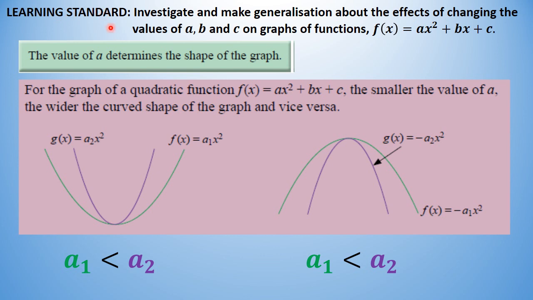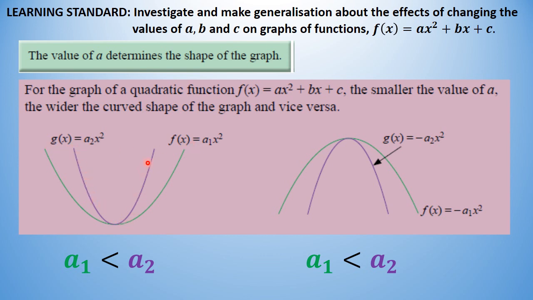The third learning standard is to investigate and make generalization about the effects of changing the values of a, b, and c on the graph of functions. The first one, we look at the change in the value of a first. Okay, we look at these two graphs. For the graph of a function, the smaller the value of a, the wider the curve shape of the graph, and vice versa. So we look at the first example.